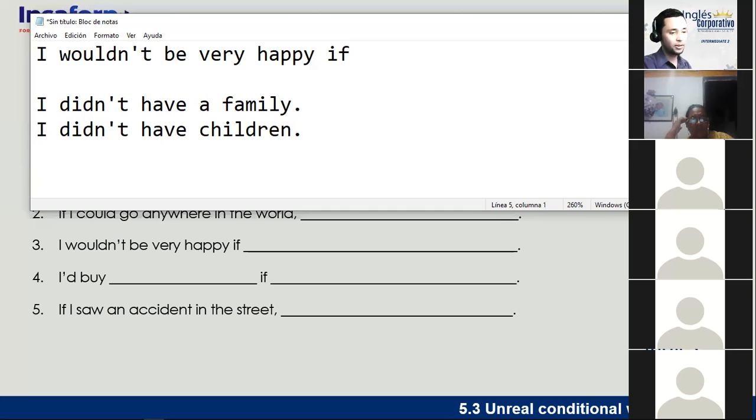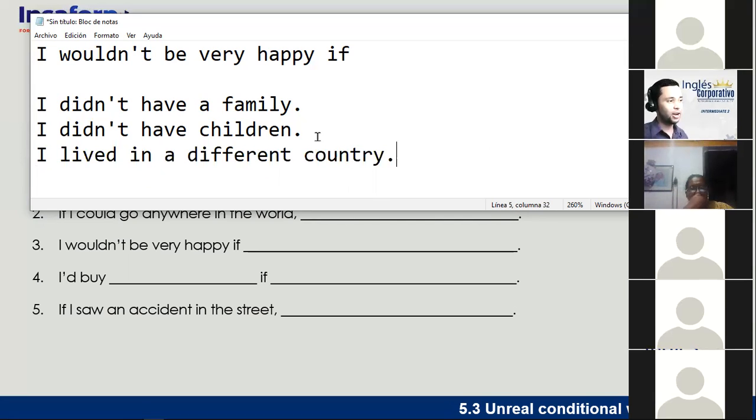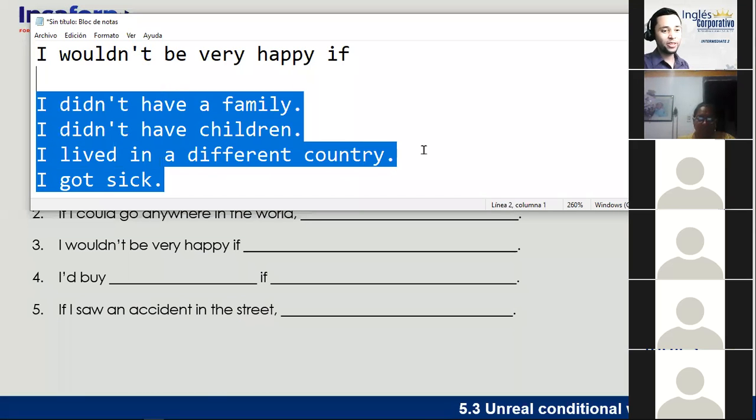Let's see, I lived, I don't know, in a different country. I wouldn't be very happy if I lived in a different country. I love El Salvador, so I wouldn't be very happy if I lived in a different country. Rodrigo. If I got sick. Okay, if I got sick. I wouldn't be very happy if I got sick. Okay, very good. Great, thank you. So what about number four?